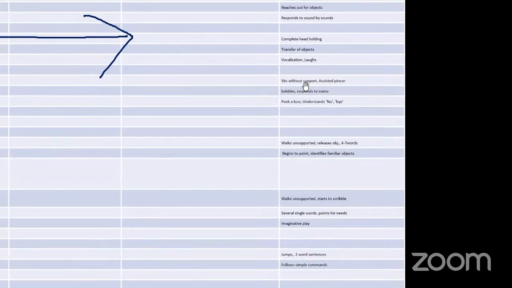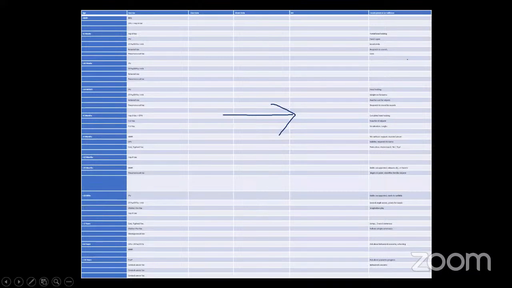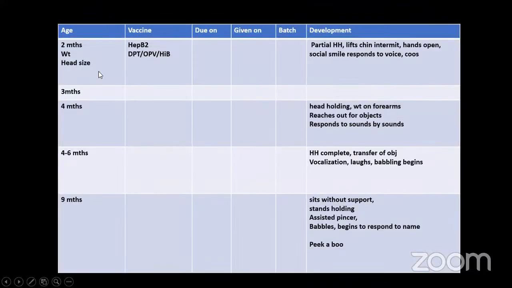Okay. If the parent says at that time, no, he's not sitting without support yet, that does not mean that necessarily there is a big problem there, but certainly you can circle it out and call the parent in a month's time and give some counseling. We'll talk about that a bit later, and then call them to see whether the child has improved or not. So this is something which you can use, or you can use any developmental surveillance or screening program that you are used to, but definitely we need to make use of that.